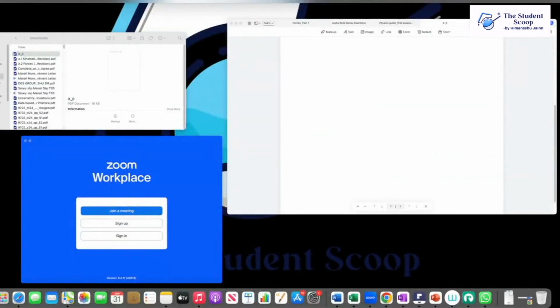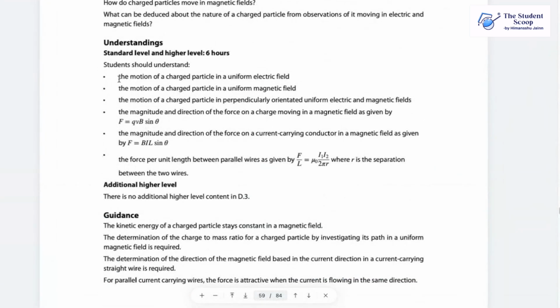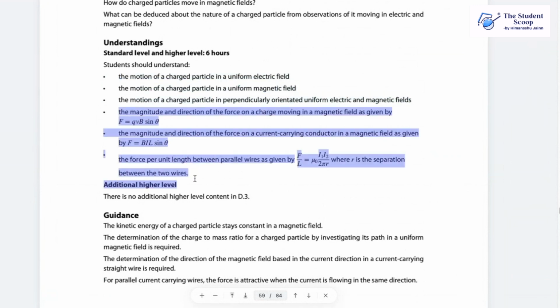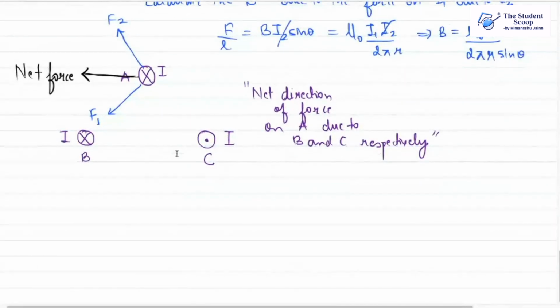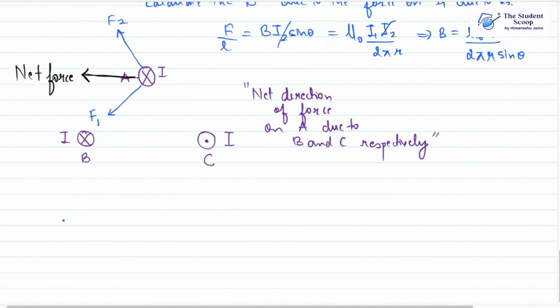Okay. Just taking you quickly through the syllabus guide for D3. So we've understood the motion of a charged particle in a uniform electric field and in a magnetic field. Okay. The motion of a charged particle perpendicular to a uniform electric and magnetic field, both together, is the last thing that we're going to do. And we have completed these 3 points here. So D3 as per standard level and higher levels is done with just one last concept, where we are trying to understand if both the fields are present together, then what to do.